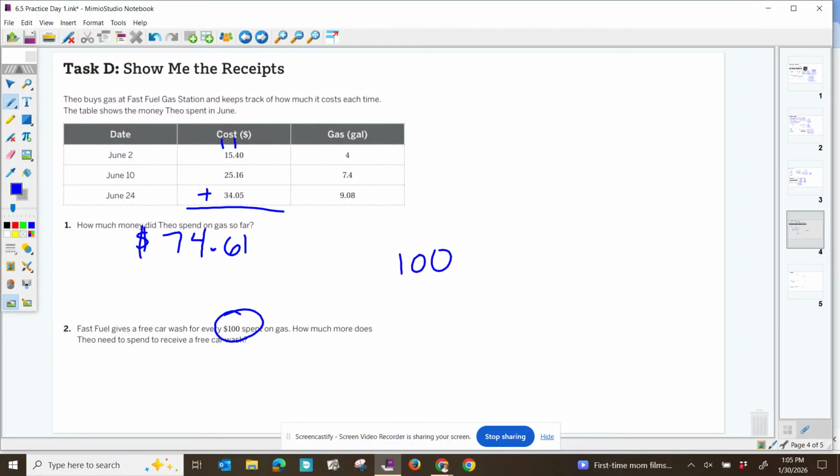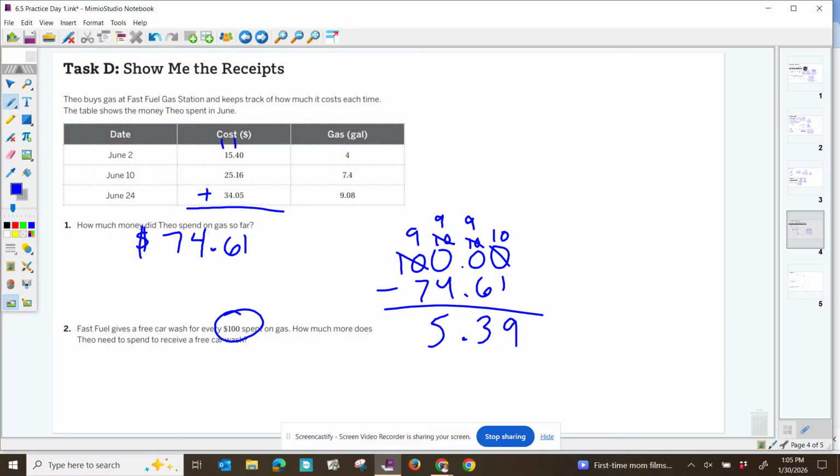So I'm going to do 100.00 minus 74.61. Borrow from that, make it a 9 in the tens place. So 9 $10 bills. That becomes 10. Borrow from that. That becomes a 10. Borrow from that. And then that becomes a 10. Do not borrow from that. So the last number is always going to be a 10. I get a 9. I get a 3. 9 minus 4 is 5. And 9 minus 7 is a 2. He still has to spend, or they still have to spend, $25.39.